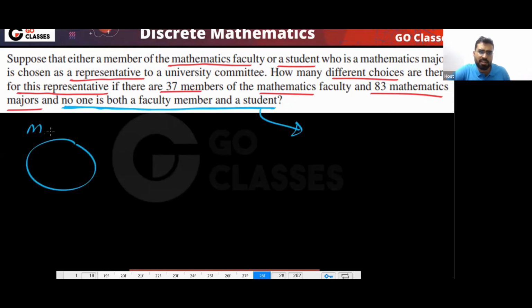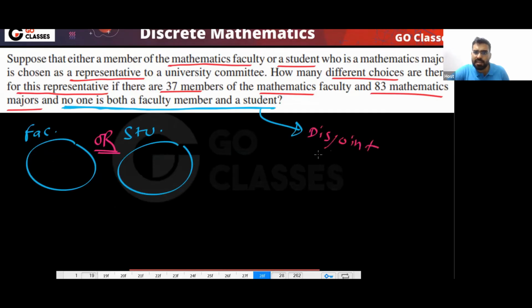So you have mathematics faculty, these are your faculty, and these are your students. You have faculty, you have students, and you want to select one person. So either from this or this, you can select one person. And this line simply means they are disjoint, meaning no one is both faculty and student. There is no person who is here. Now you want to select one person.